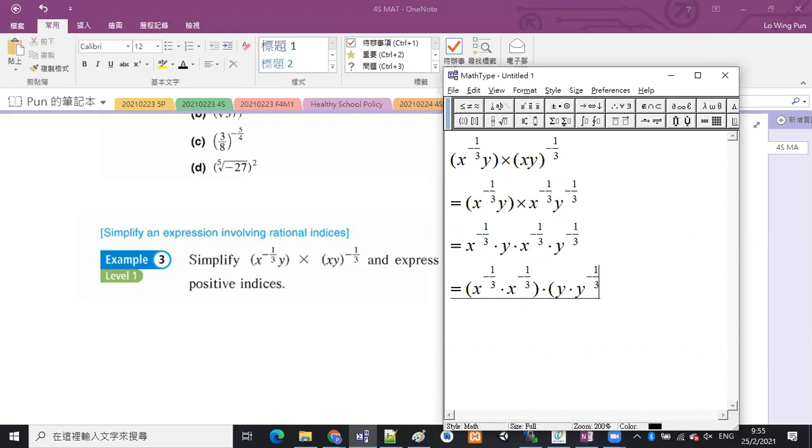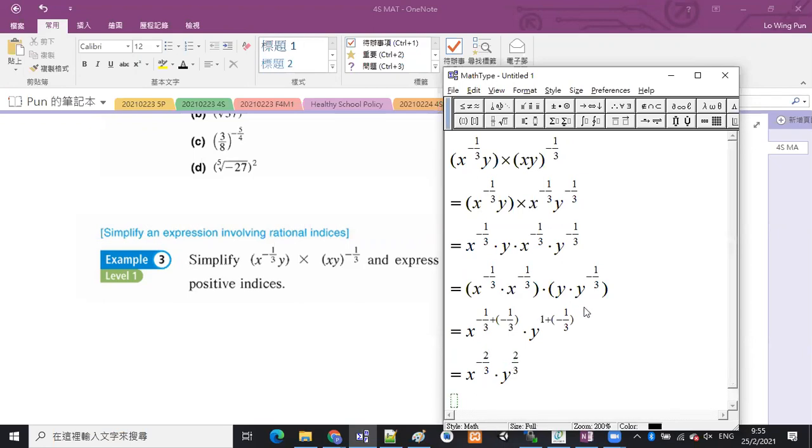the power negative 1 over 3. I just rearrange the order of the terms, okay, such that the x terms are grouped together and y terms are grouped together. And then we have two terms of x multiplying together, and then we just add their indexes together, negative 1 over 3 plus negative 1 over 3, okay? And then times y to the power, again, we just add their indexes together. The first index is 1 plus negative 1 over 3, okay? And then we just simplify the index. It's x to the power negative 2 over 3 times y to the power positive 2 over 3.